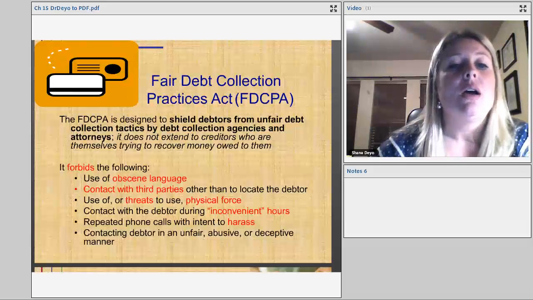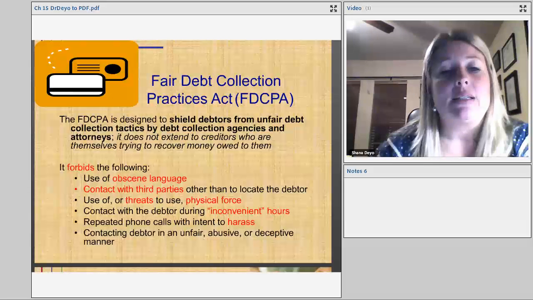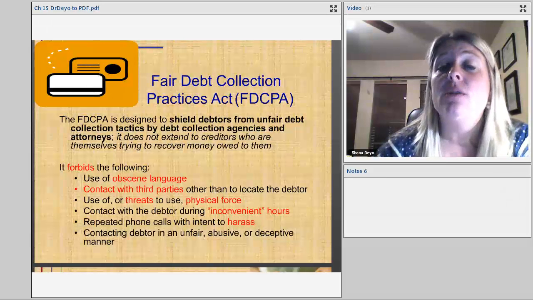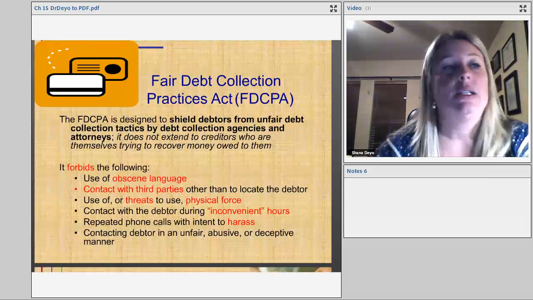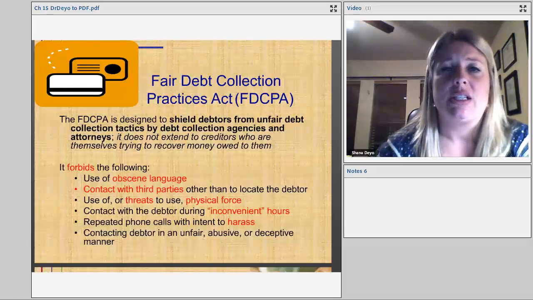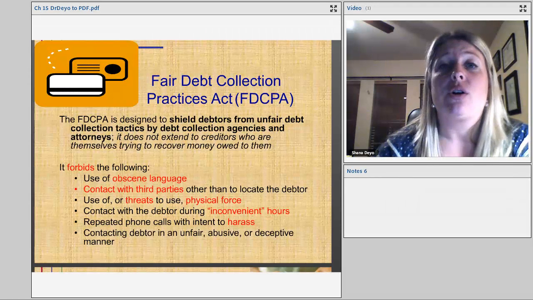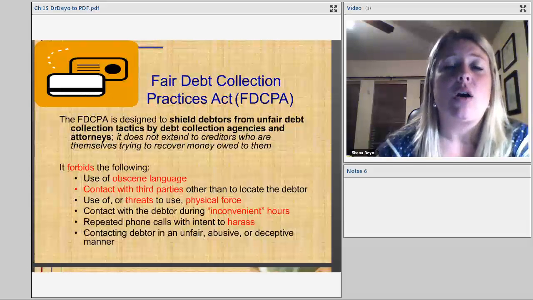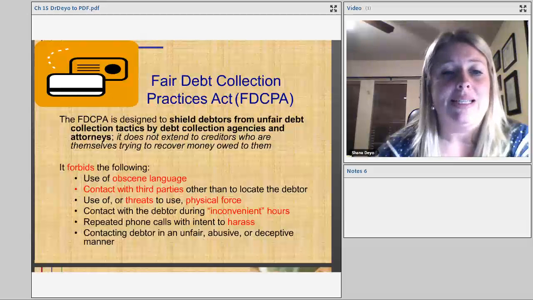It forbids the use of obscene language. They cannot yell and cuss and scream and say things that are inappropriate to you. They cannot contact third parties trying to do anything other than to find you. So if they call your neighbor, they cannot say, I am looking for Shanna and she is in a ton of debt and she's in big trouble if she doesn't call us. They can only say, I'm looking for Shanna, your neighbor. Have you seen her in the last 3 months? Or whatever they come up with. But they can only call third parties to locate. They cannot disclose any of the information about your debt situation.